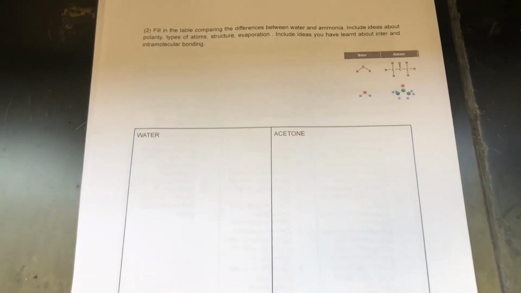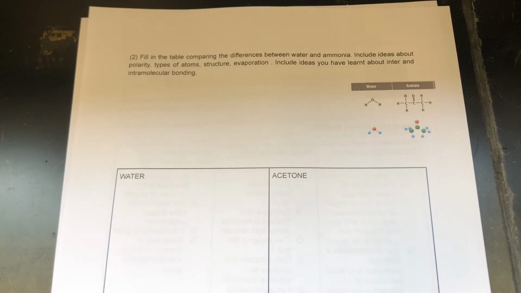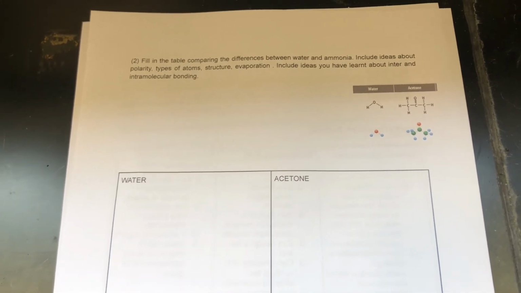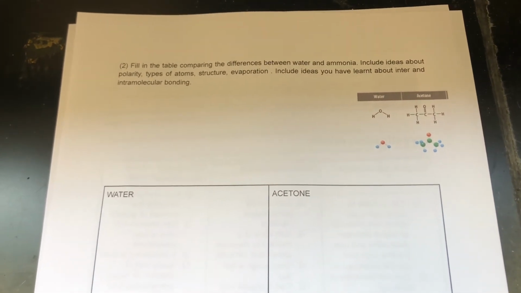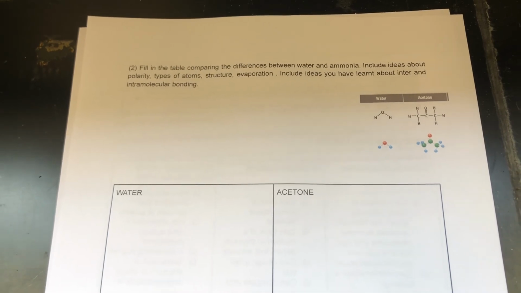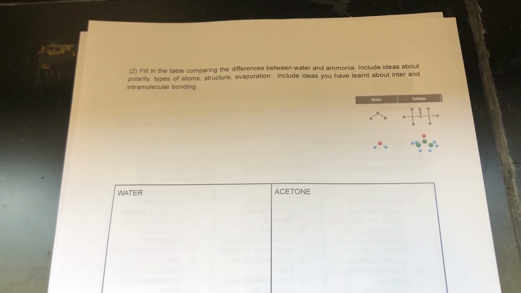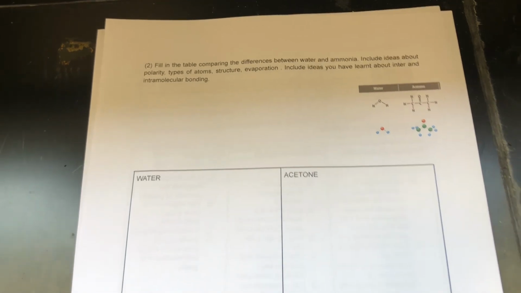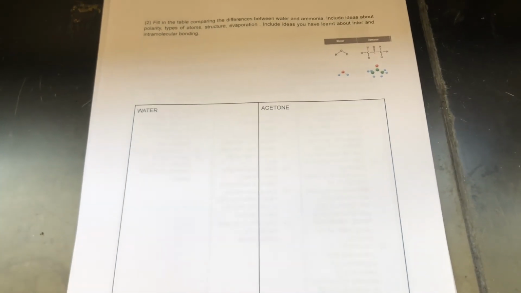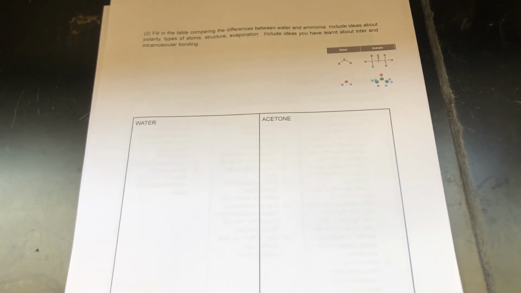And then the final part of this assessment is you're to go through and compare the differences of water and acetone. So you can use a lot of the skills that we've talked about in class for this unit. Polarity, types of atoms, structure, evaporation, and inter and intramolecular bonds. This is an opportunity for you to demonstrate the skills.